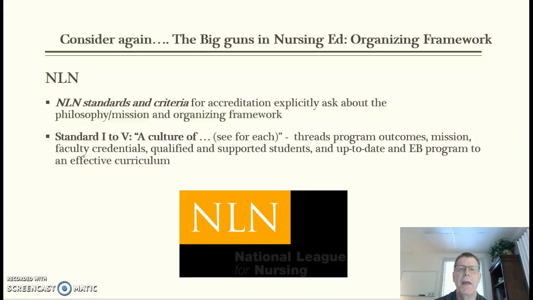So we look at then within our nursing continuum, NLN as being a strong influence. We don't get accredited by NLN at this juncture. We're ACEN, and we're going for AACN and CCNE accreditation soon. But we're looking at somewhat of a prescriptive process of what needs to be inherent in curricula.